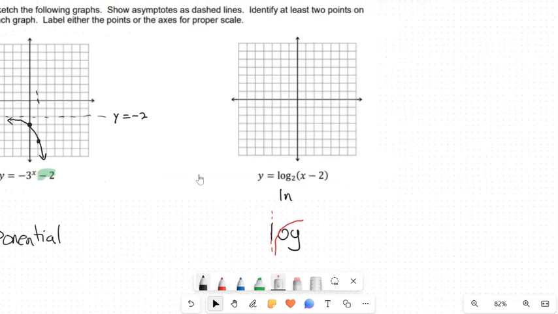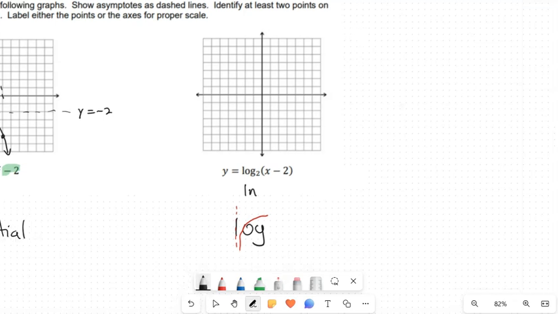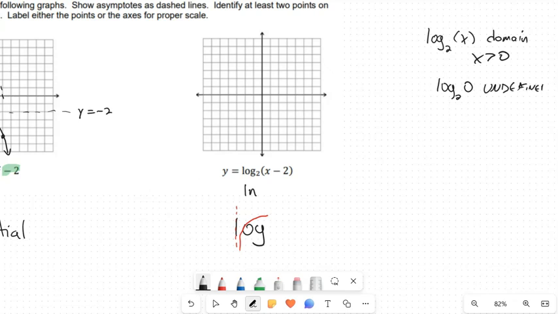For the logarithm, we have a little bit different issue. We have some facts about logs. First off, I'll do this in base 2, since that's what we have. Log base 2 of x, the domain, is x is greater than 0. Something crazy happens at 0. Specifically, log base 2 of 0 is undefined, and it has to do with the vertical asymptote. It's not the vertical asymptote, but I'll explain.